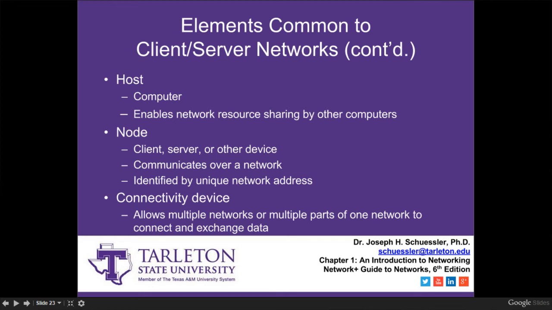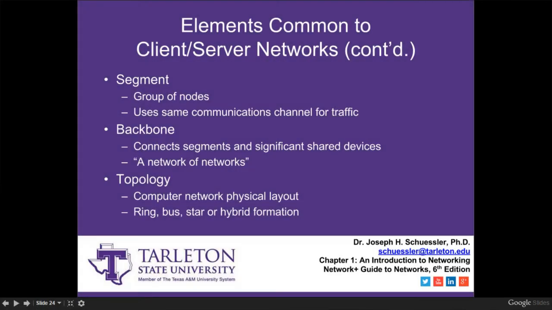So we have lots and lots of nodes that connect to our networks. So it could be an IP camera, for example. It could be an IP phone. Those are all examples of nodes. We've also got connectivity devices. These are what allow multiple networks or parts of a network to be able to connect and exchange data. So some examples of that are switches, routers, hubs. Those are all different types of connectivity devices.